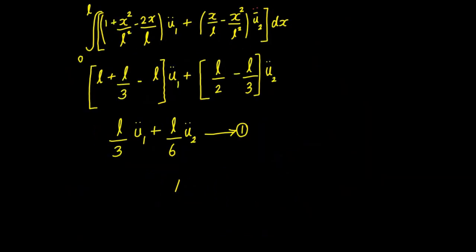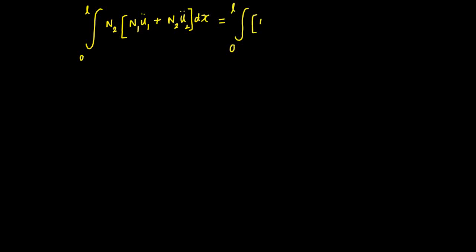On the next page, the equation becomes the integral of N2 into (N1 u1 double dot plus N2 u2 double dot) with respect to dx. Of course, you are going to integrate over the limits 0 to L, and if you multiply this equation by N2, you are going to get the integral over the limits 0 to L of N1 into N2 into u1 double dot plus N2 squared into u2 double dot with respect to dx.